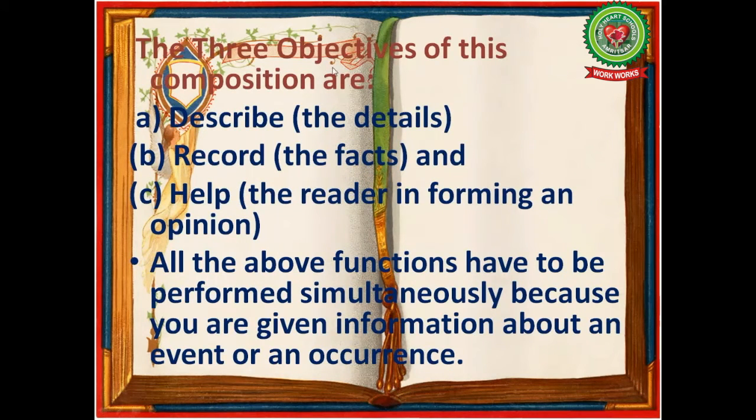Now there are three main objectives of this composition. Number one is to describe. Describe means you are to describe all the details which are given in the composition. Then you are to record the facts. The facts will be given from your side. And then finally you are to help the reader in forming an opinion of his. These functions, that is describing, recording and helping the reader form an opinion, will be performed simultaneously because you will be given information about any event or an occurrence.